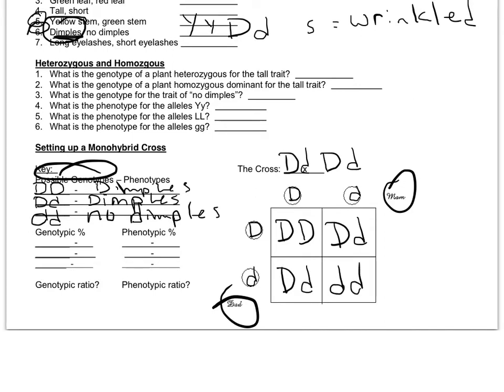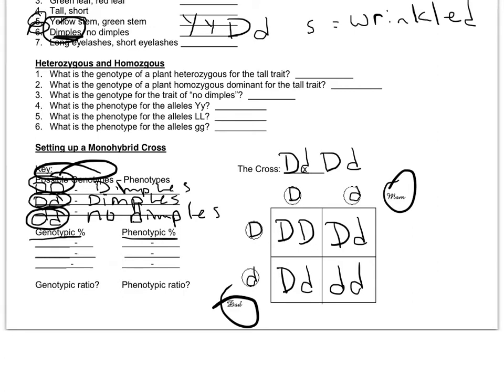Then it's going to ask for genotype percentage and phenotype percentage. All we're doing is listing the percentage of the individuals that are capital D capital D, capital D lowercase d, or lowercase d lowercase d. If I were going to use the correct terminology, I would say the individuals that are homozygous dominant, the individuals that are heterozygous, and the individuals that are homozygous recessive.